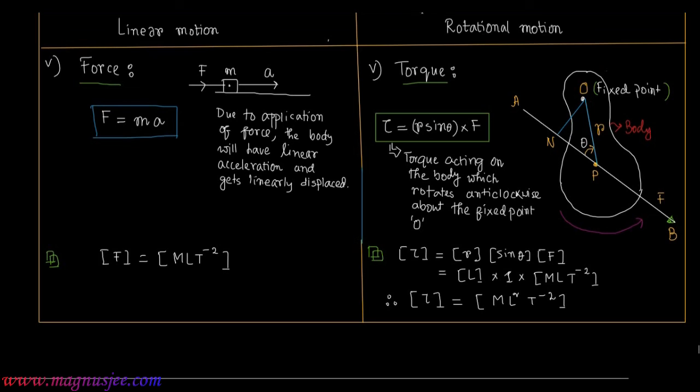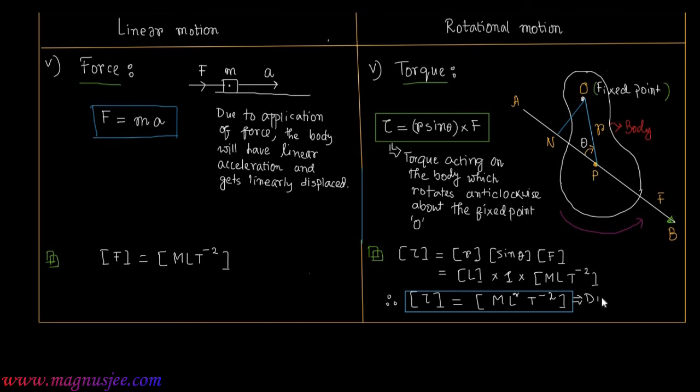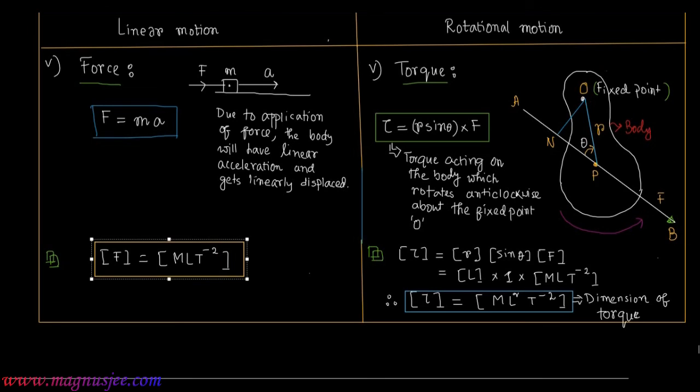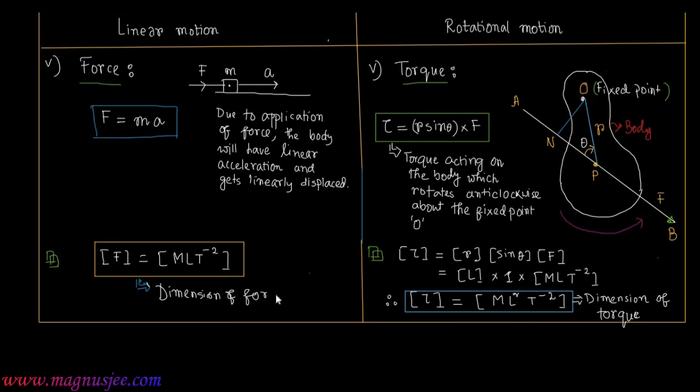Dimension of torque tau is equal to M L square T to the power minus 2. That is the dimension of torque, or the dimensional formula of torque, M L square T to the power minus 2. And on the left hand side, the dimension of force, or dimensional formula of force, is M L T to the power minus 2.